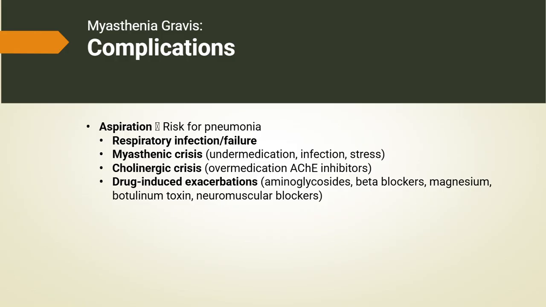Complications of myasthenia gravis focus on the consequences of weakened muscles in areas that are essential for swallowing, breathing, and maintaining an open airway. Because myasthenia gravis affects voluntary muscles, the muscles of the face, mouth, throat, and diaphragm can become fatigued rapidly, especially during illness, stress, or periods of under or over medication. This means that patients with myasthenia gravis are at increased risk for several potentially life-threatening complications.